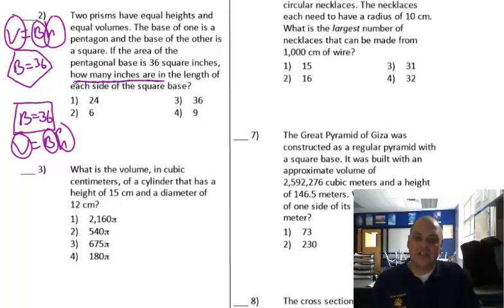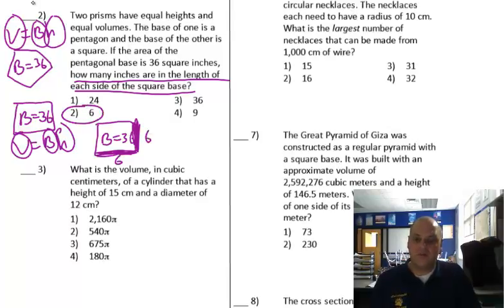So now answer the question. How many inches are in the length of each side of the square base? So I have a square, and I know the area of my square is 36. So what does it have to be? What times what will give me 36? 6 times 6 is 36. So 6 must be the side. So it's choice 2.